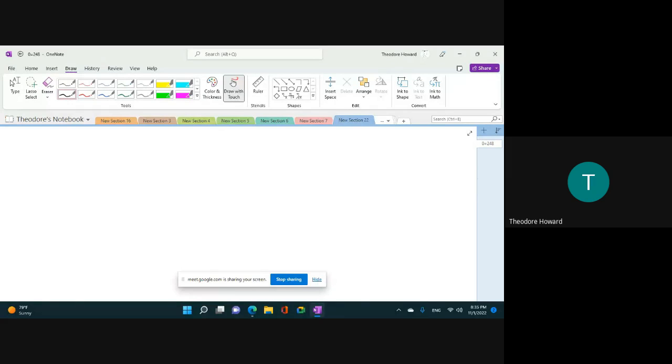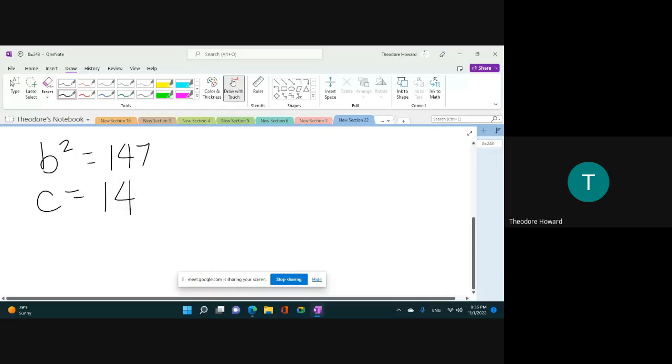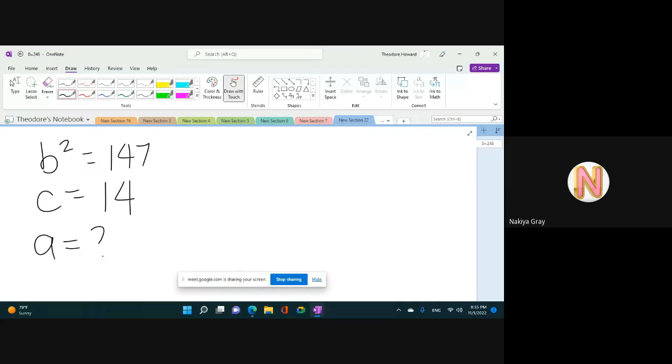Let me give you something that looks like this on the 30-60-90. If B squared is 147, but C is 14, I don't know what A is. How do I make this happen? I'm going to give you something that looks just like this on your test, and you're going to have to figure this out. I feel like I did something similar, but okay, B squared is 147.